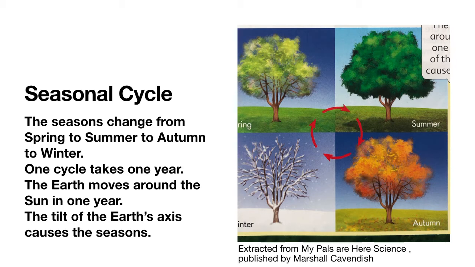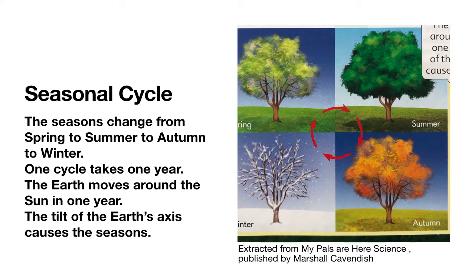And why is there a seasonal cycle in temperate countries? Because the earth moves around the sun in 1 year. The tilt of the earth really causes the seasons, right? Singapore is equatorial. The tilting does not affect its relative position towards the sun, and therefore Singaporeans do not experience the seasonal cycle.